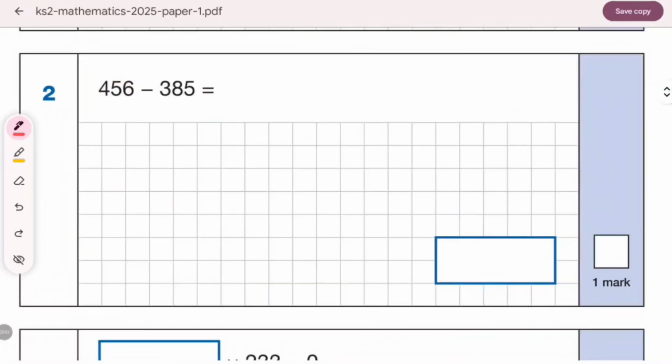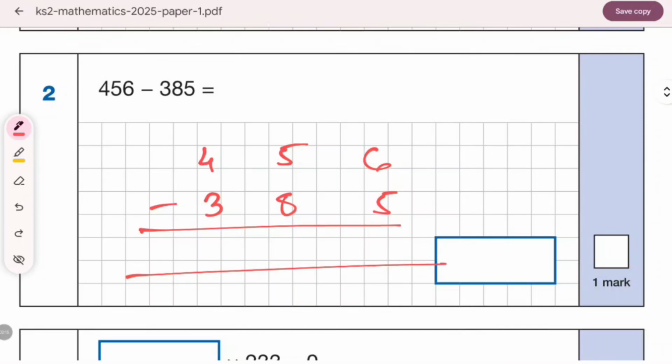Number 2 is very easy. We just need to find the difference of these two numbers. We have the first number as 456 and the second number as 385. We know that the difference of 6 and 5 will be 1. The difference of 5 and 8 is not possible, so we will take a borrow from the preceding number. So 4 will become 3 and this number will become 15. Now 15 minus 8 gives 7, and 3 minus 3 gives nothing. So the difference of 456 and 385 will be 71.